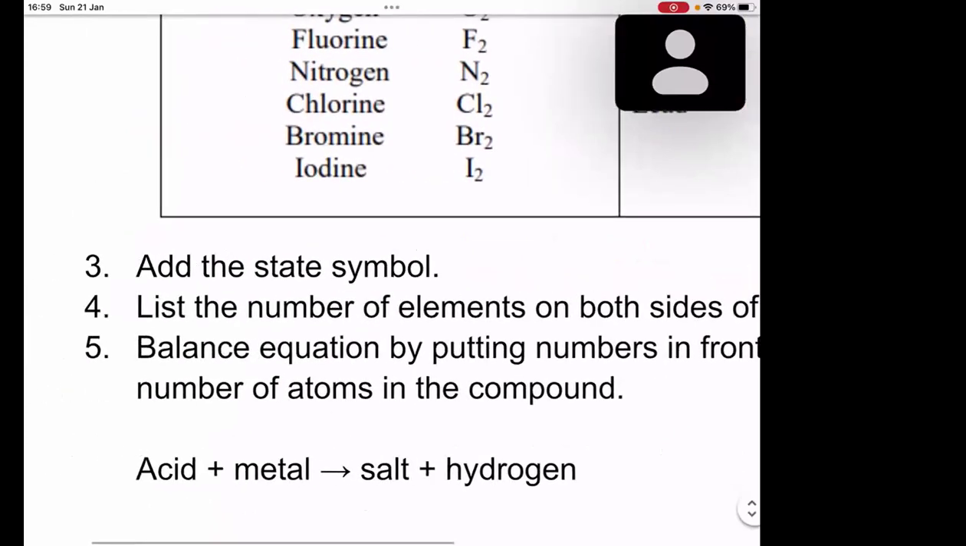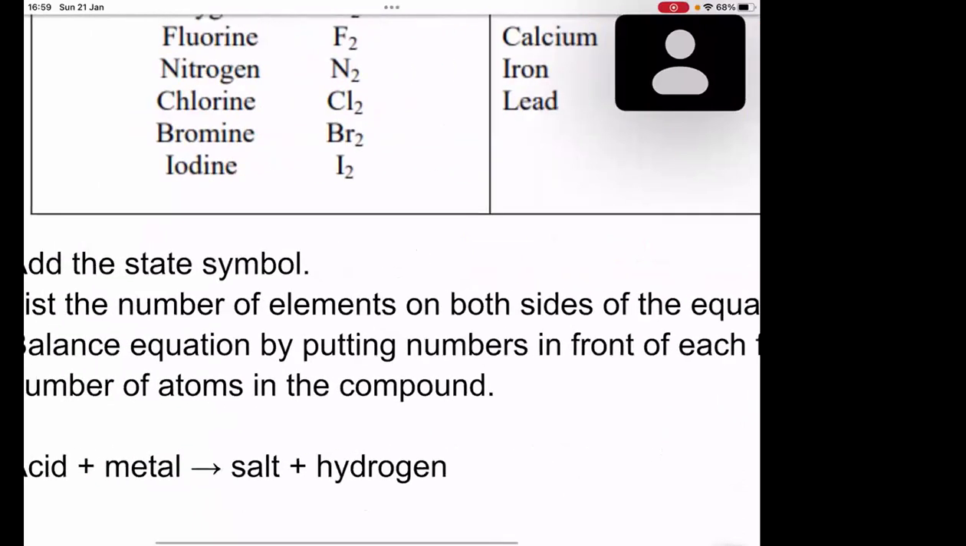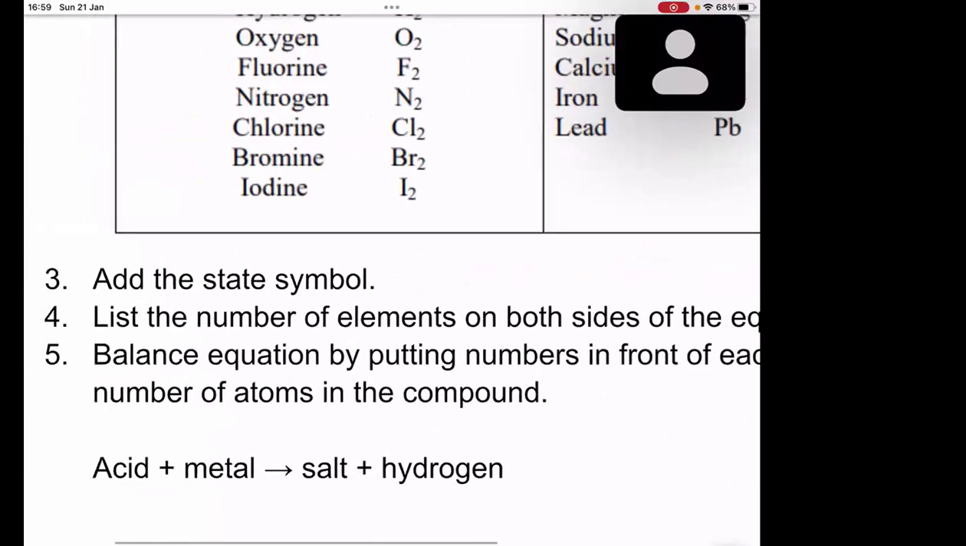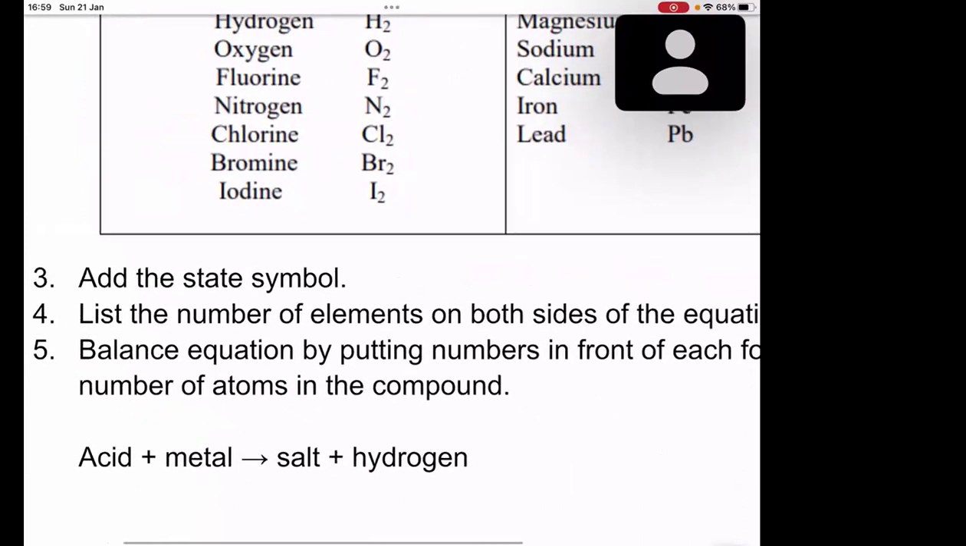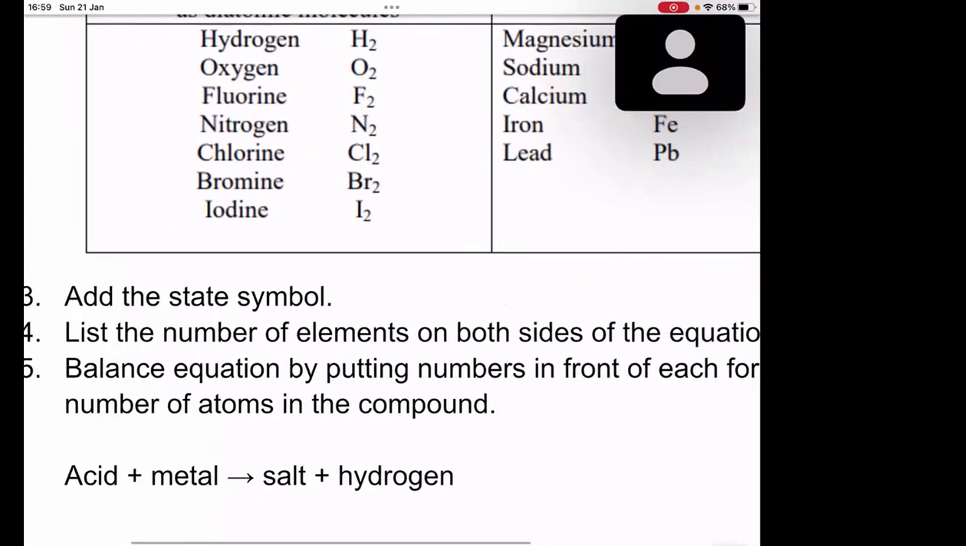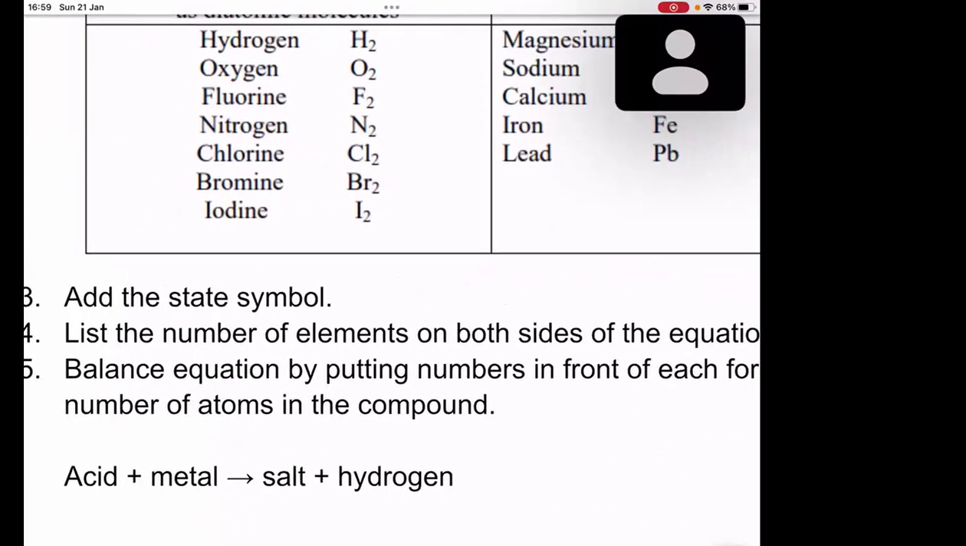The next step is going to add state symbol. We already went through that, so I'm not going to go through that again. We are going to practice it. Then we need to balance the equation. When we balance the equation, we are listing the number of elements on both sides of the equation. I use a table. Some people actually write it out. Whatever you want to do, it doesn't matter.